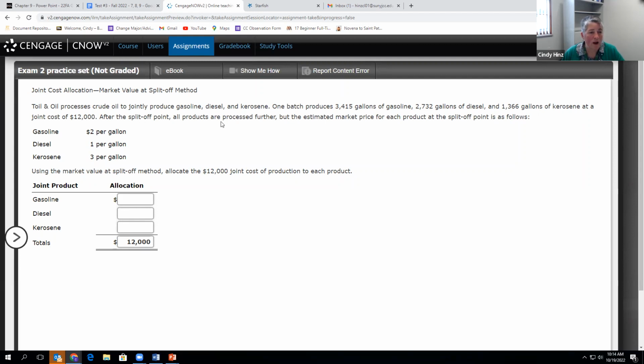At the split off point, all products are processed further, but the estimated market price for each product at the split off point is as follows. Again, let me set up my table here so we can go through these calculations.